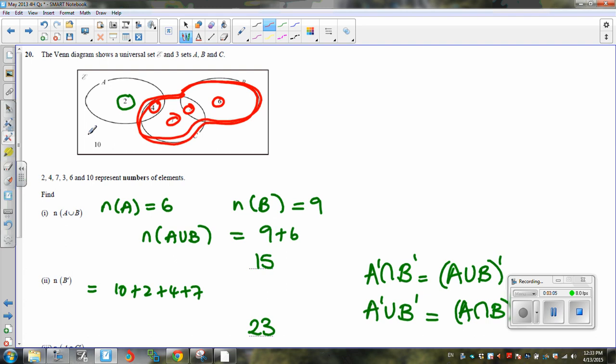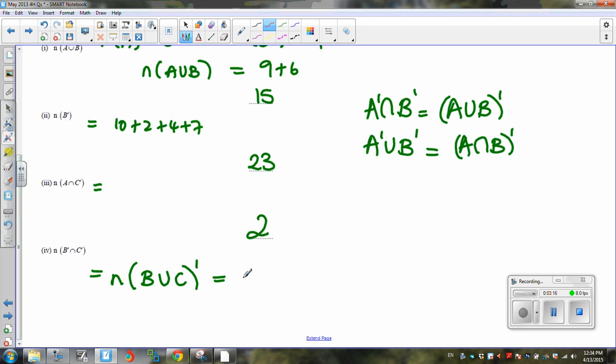Everything which is not in there, well, the only things which are outside are the 2 here and the 10 here. So these are the things which are not in the union of B and C. So the things which are not in the union of B and C is just that 2 plus 10, which makes 12.